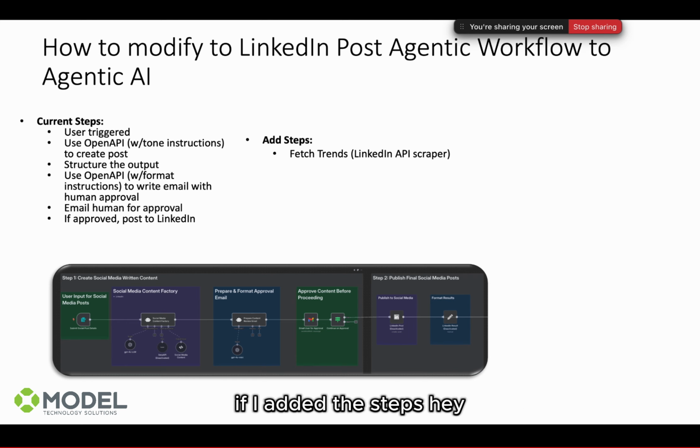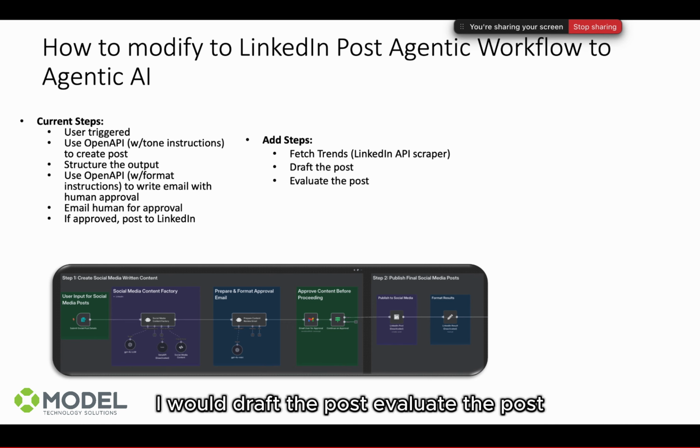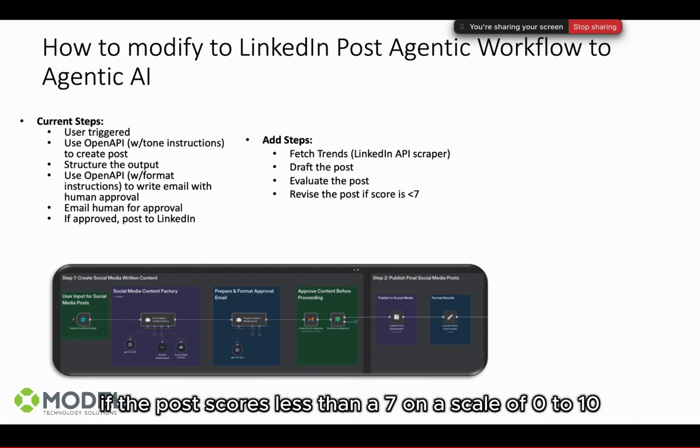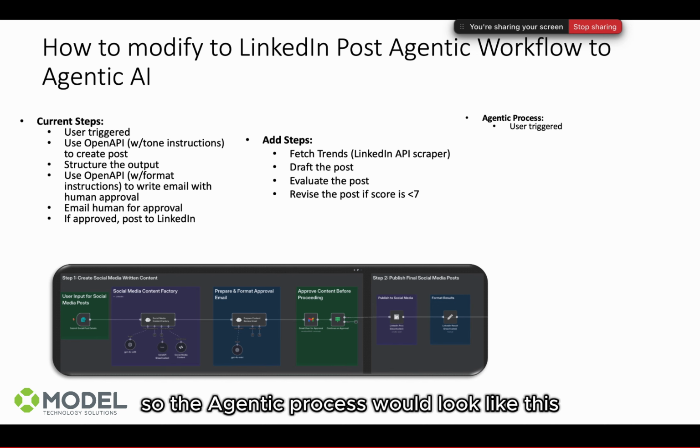If I added the steps, hey, go fetch trends, which I just added this afternoon, to the API LinkedIn scraper, right, to say, hey, what's trending on LinkedIn right now and how do I get my post to rank up there? I would draft the post, evaluate the post. If the post scores less than a 7 on a scale of 0 to 10, then I'm going to revise it. So the agentic process would look like this.